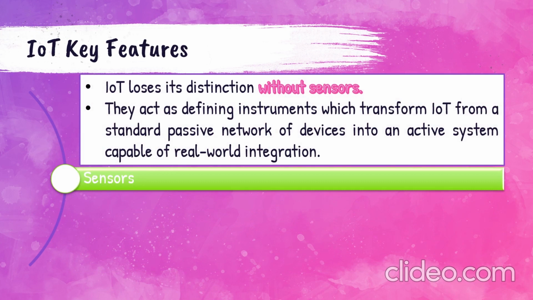Sensors. IoT loses its distinction without sensors. IoT mainly works because it is based on sensors. They act as defining instruments which transform IoT from a standard network of devices into an active system of real-world application or real-world integration.